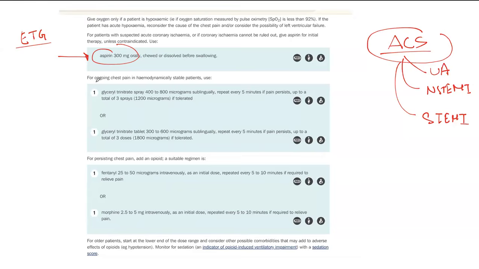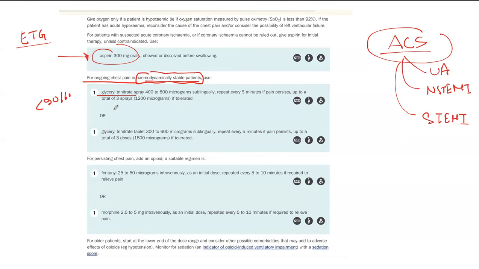For ongoing chest pain, so you have given aspirin, but the patient is complaining of chest pain and is hemodynamically stable, your next option will be GTN, which is glyceryl trinitrate. Important thing is hemodynamically stable. If a patient is hypotensive, let's say their blood pressure is less than 90/60, and you give nitrate, it will make it worse. So you can't give nitrate in a hypotensive patient.